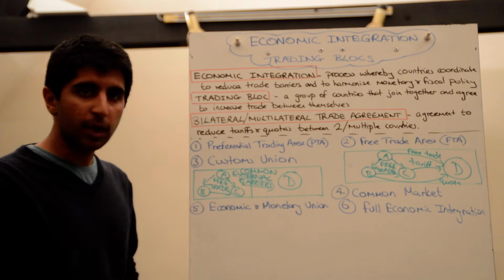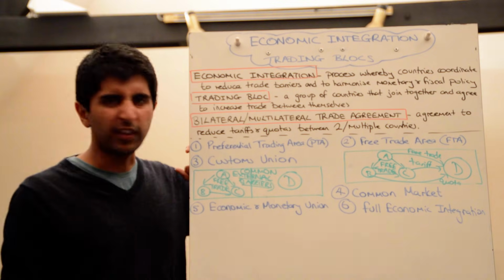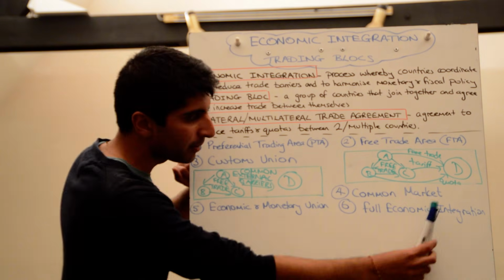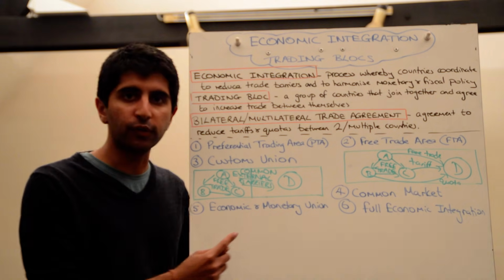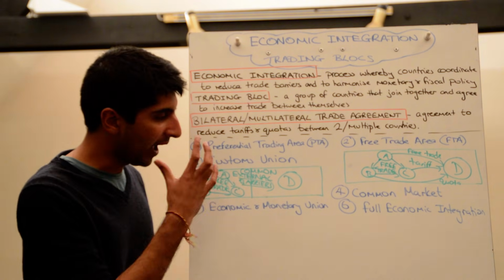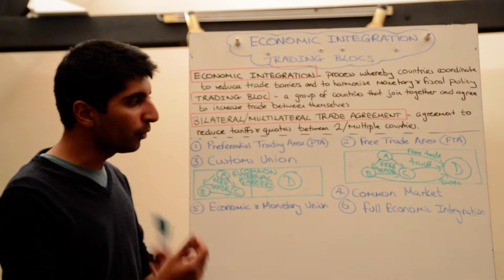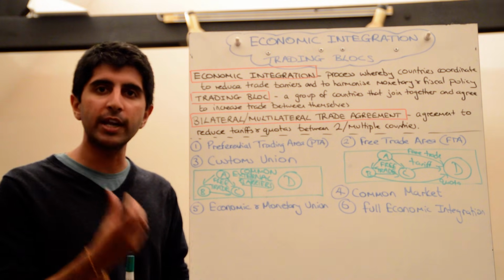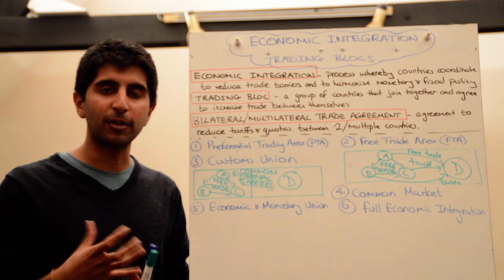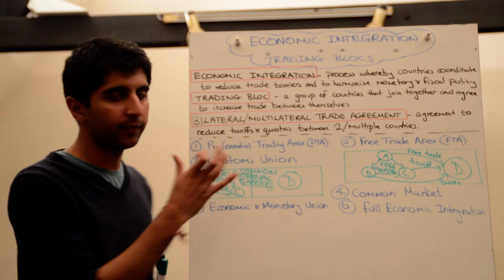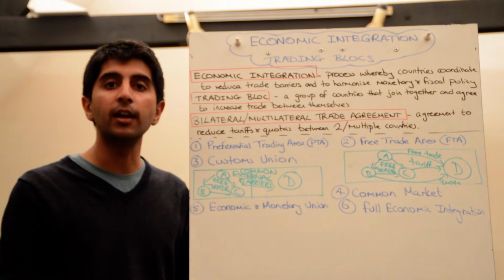That's the 6 different types of trading blocks according to Bela Balassa, going from kind of the least amount of integration to the deepest type of integration here. I'm going to make a separate video on the pros and cons of being part of an economic and monetary union, so certainly tune in for that one. And I'm also going to make separate videos on the trade creation and the trade diversion arguments, as well as other arguments for and against being part of a customs union. So do tune into those for deeper understanding of some of these trading blocks.